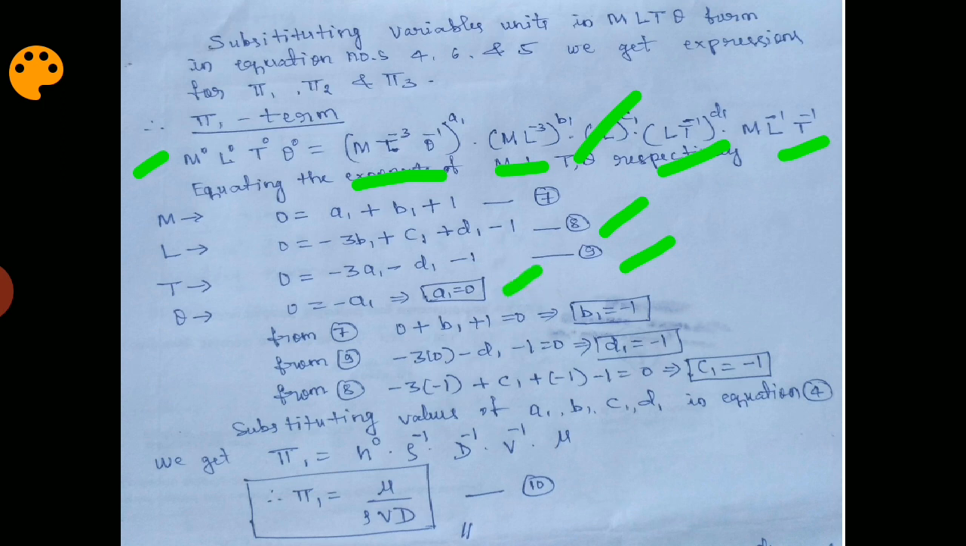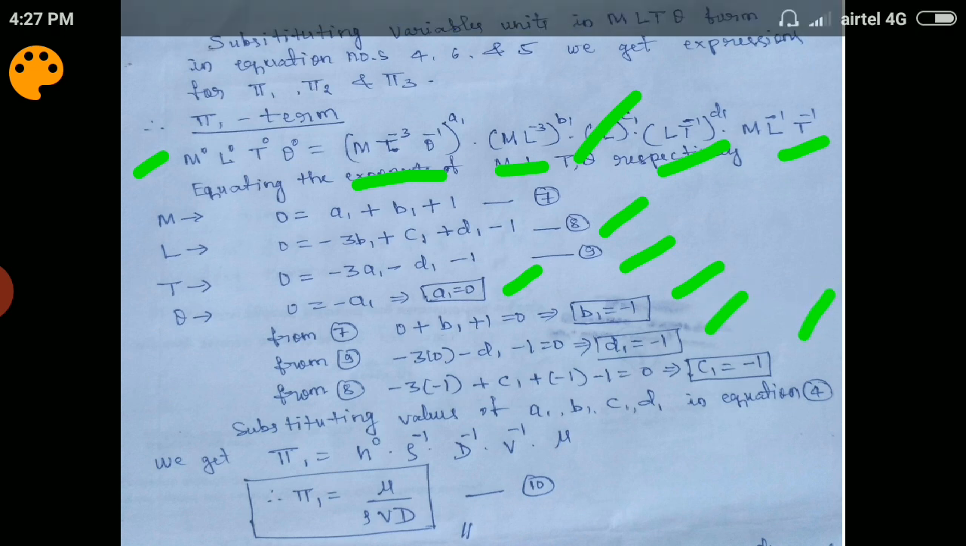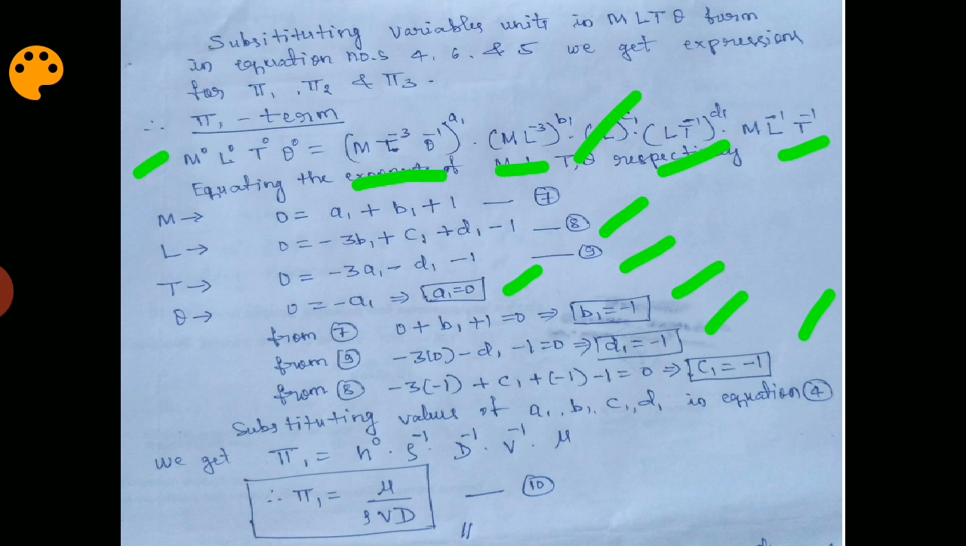From equation 10 you get the value of a1 directly, then substitute it in the other equations and find the values of b1, d1 and c1. You can solve it as you want. Finally, we substitute all the values of a1, b1, c1 and d1 in equation number 4. After substituting we get pi 1 equal to h raised to 0, meaning the value of a1 is 0. Then rho raised to b1, in place of b1 we write the value minus 1. Then d raised to c1, where c1 is minus 1.